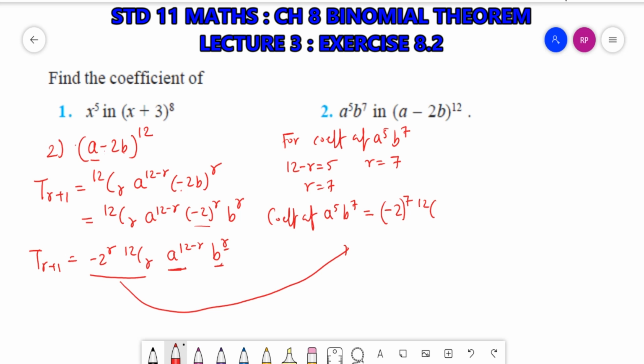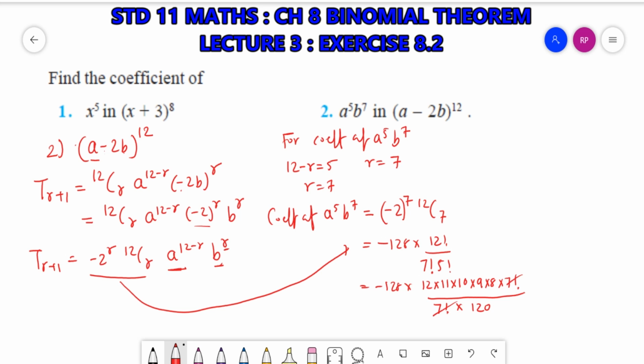into 12 C_7. Okay, clear? So (minus 2) raised to 7 is minus 128, so minus 128 into 12 factorial over 7 factorial and (12 minus 7) 5 factorial. So minus 128 into 12 into 11 into 10 into 9 into 8 into 7 factorial upon 7 factorial, 5 factorial, we know the value is 120.